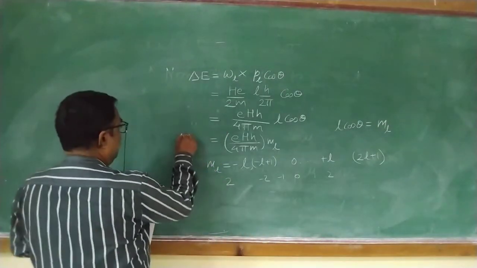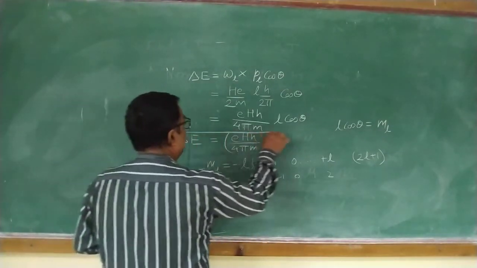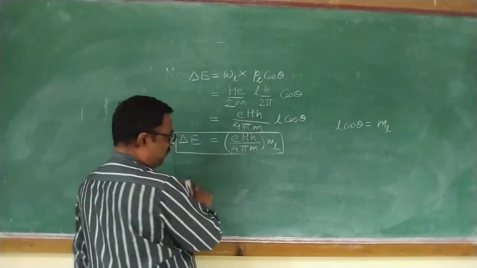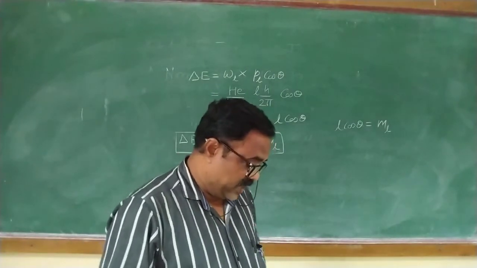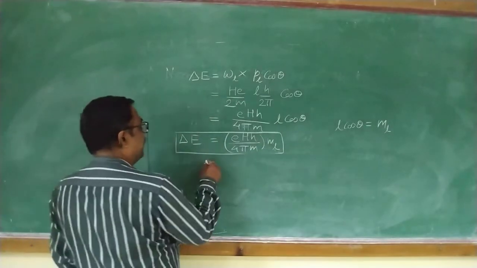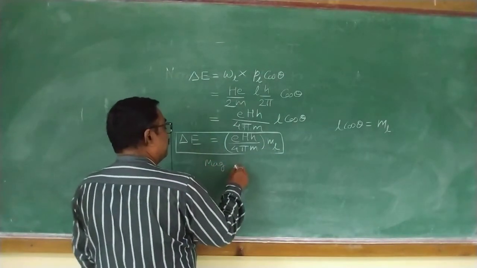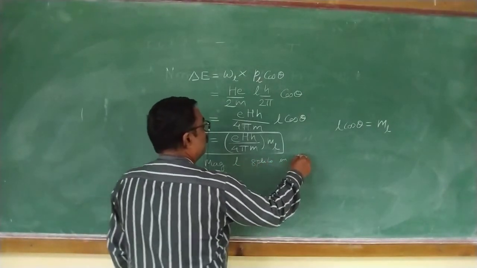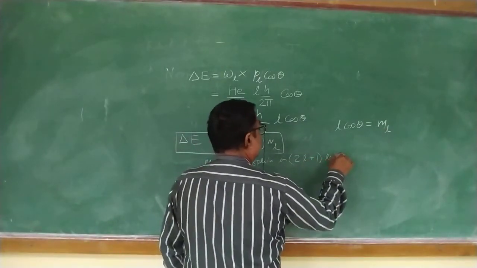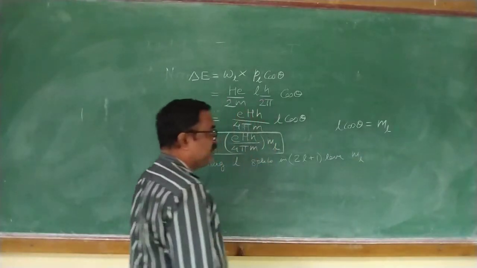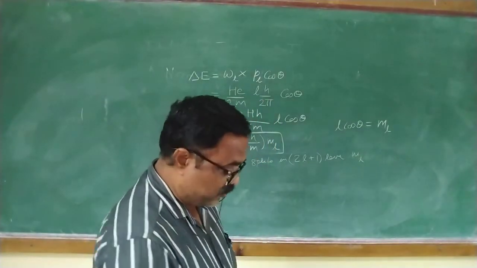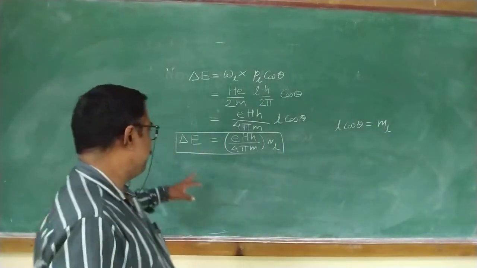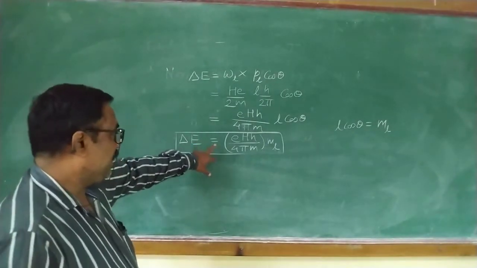So this is delta E, that is the change in energy that takes place in the electron's motion, in the motion of the electron's orbit. And because of the magnetic field, the L level splits into twice L plus 1 levels, that is ML levels. It splits into as many values as ML has. So this is one part of the derivation of finding delta E. Now delta E is equal to this.